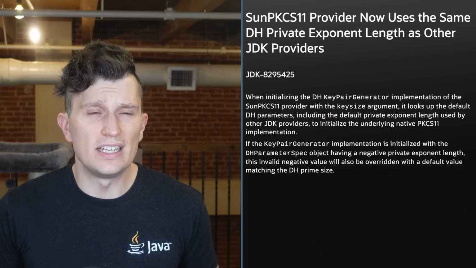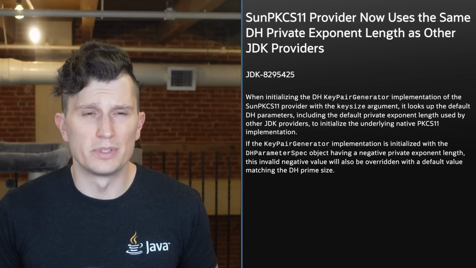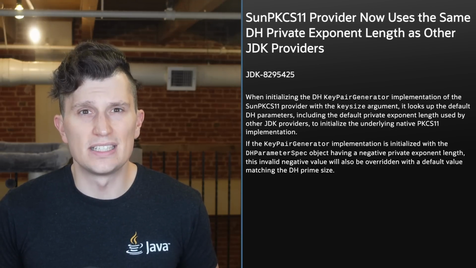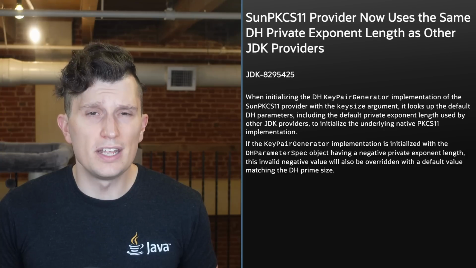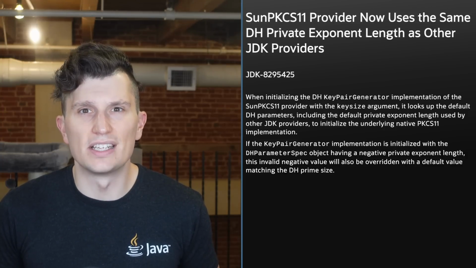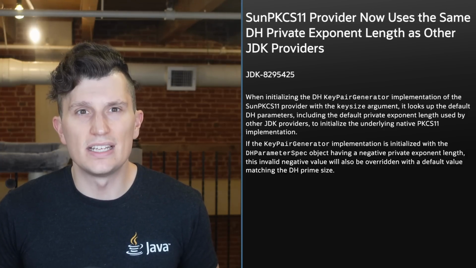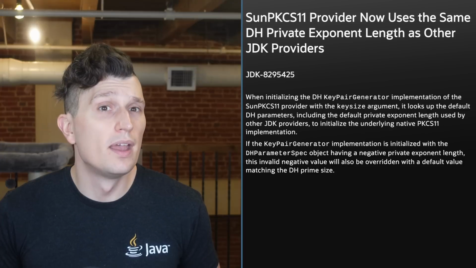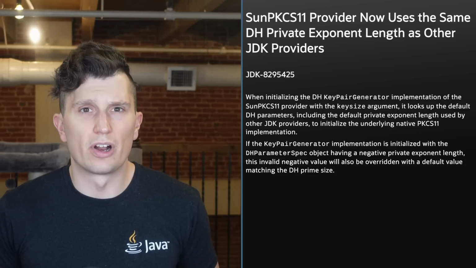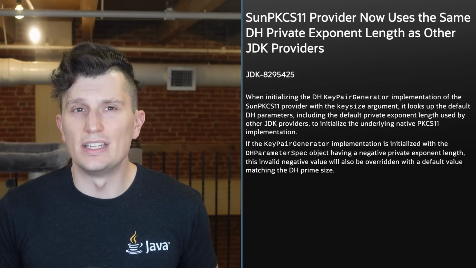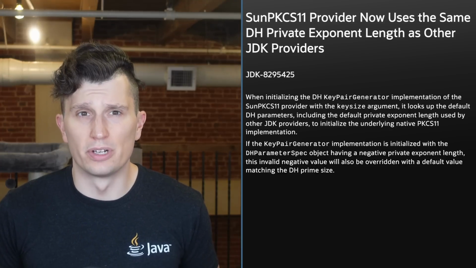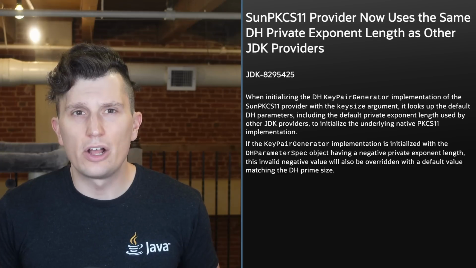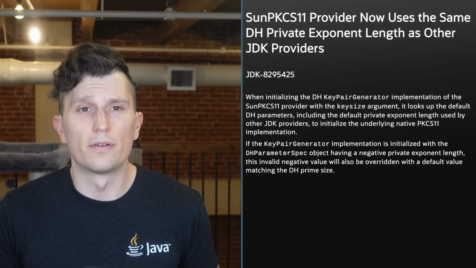When initializing the DH KeyPairGenerator implementation of the SunPKCS11 provider with the key size argument, it looks up the default DH parameters to initialize the underlying native PKCS11 implementation. If the KeyPairGenerator implementation is initialized with the DHParameterSpec object having a negative private exponent length, this invalid negative value will be overridden with a default value.